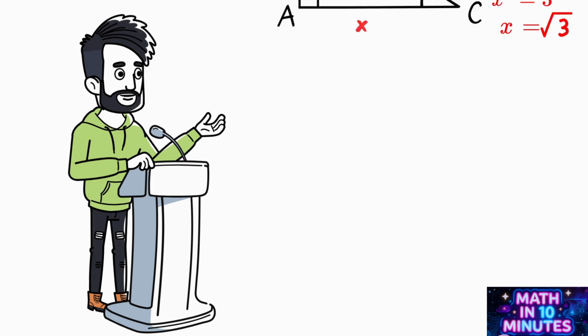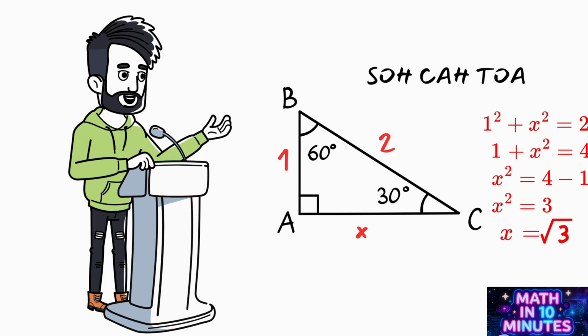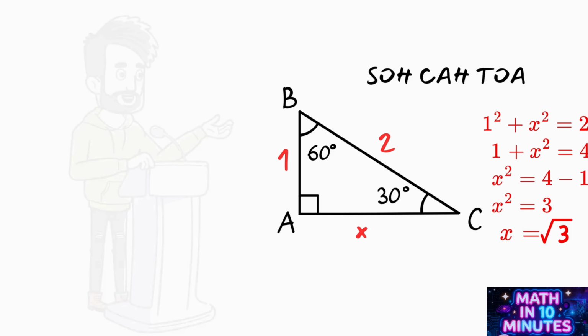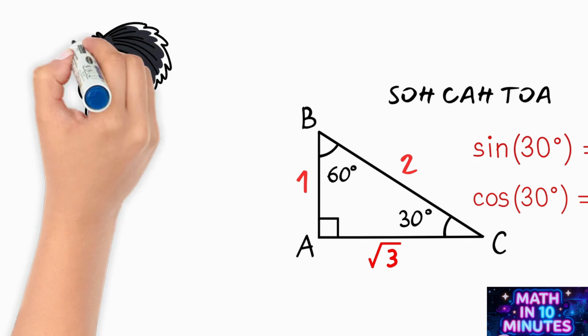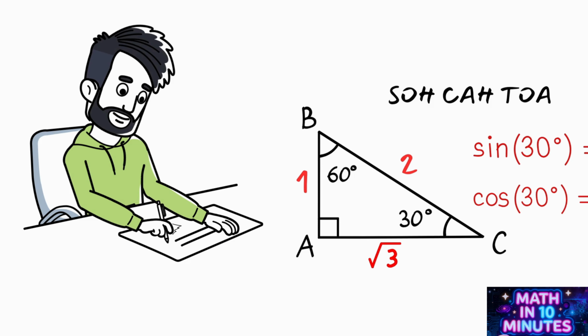Now, right angle triangle, if we apply Pythagoras, we can see that x squared is equal to 3, which means x is equal to square root of 3. So basically, for a triangle that has 30, 60, and 90, just remember this. The sides are 1, 2, and square root of 3, radical 3. Okay.